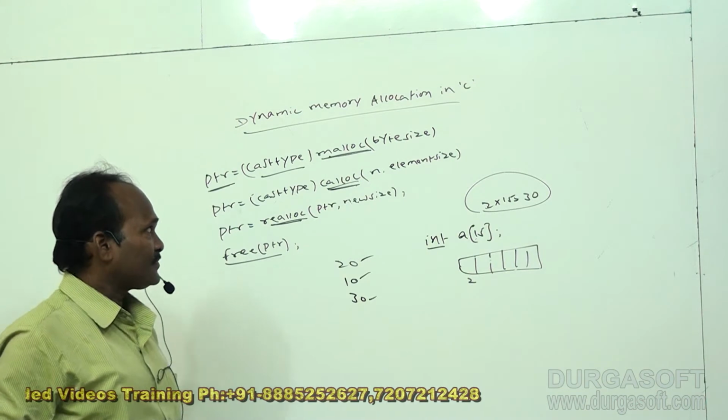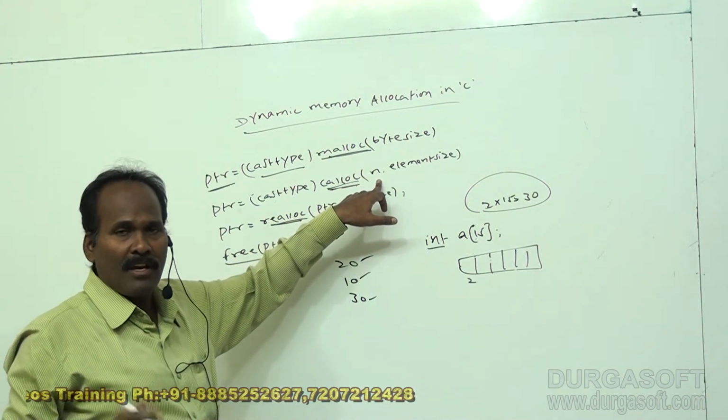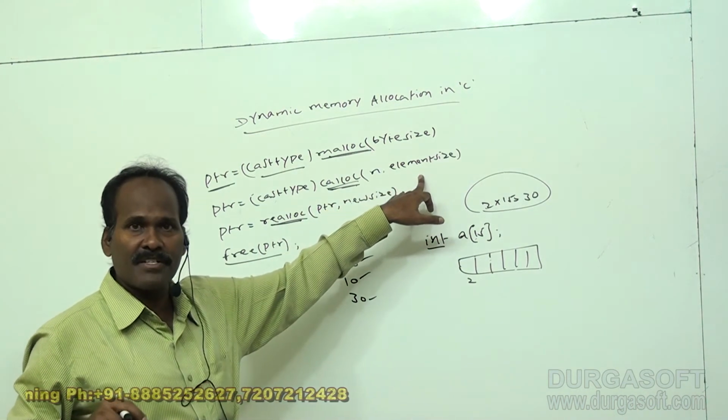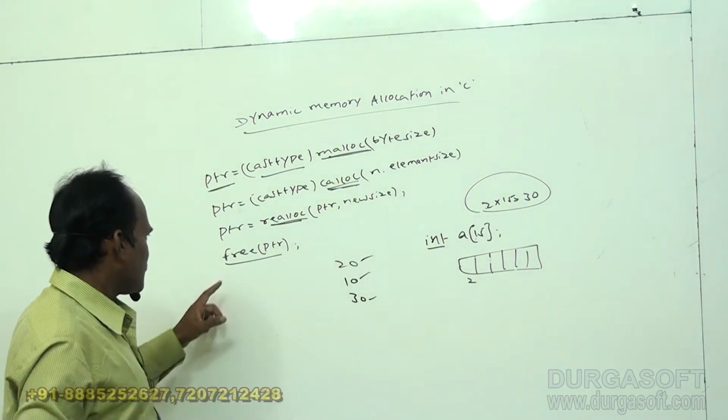The same way, the calloc function is going to take 2 parameters. n means how many elements you wanted to allocate, and what is the size of each element. And the next, last function is the free function.